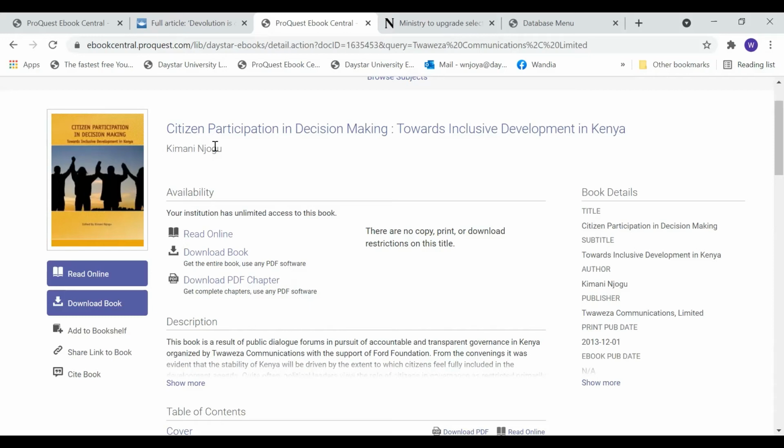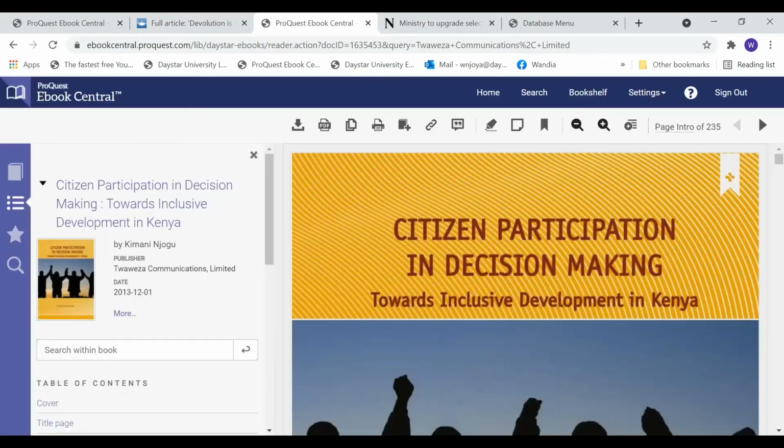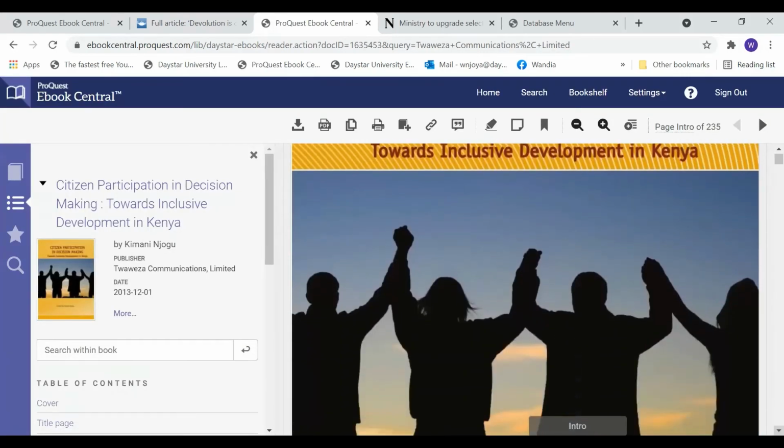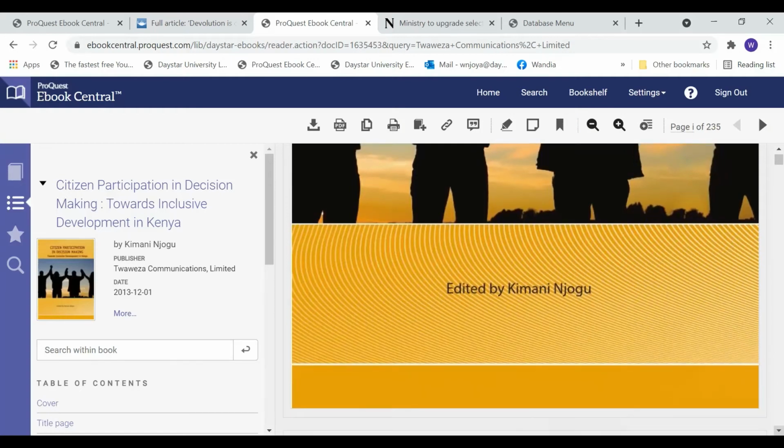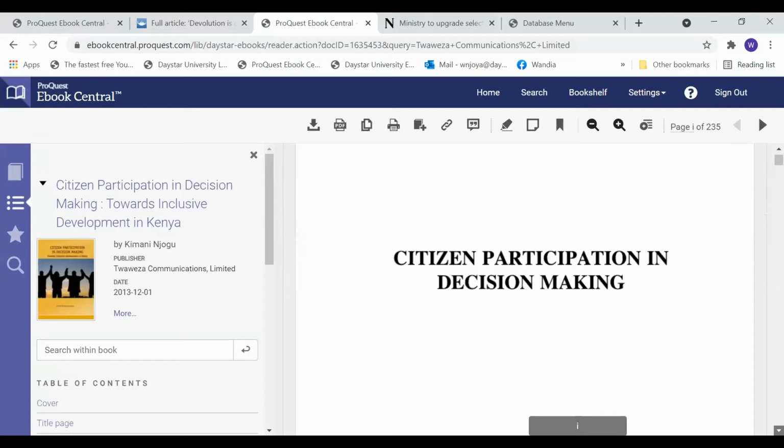this person, Kimani Njogu, who, when he's listed here, he is the editor rather than the author of the book. But how do we know? We have to read the book online. So this is the book, and the title is there, and you can see here it is written edited, meaning that he's the one who collected the articles and put them together and edited them into the book.